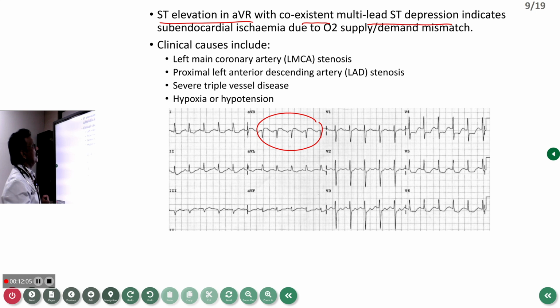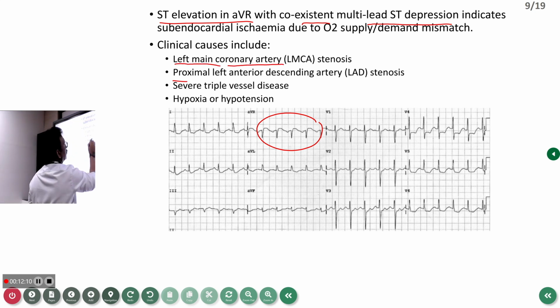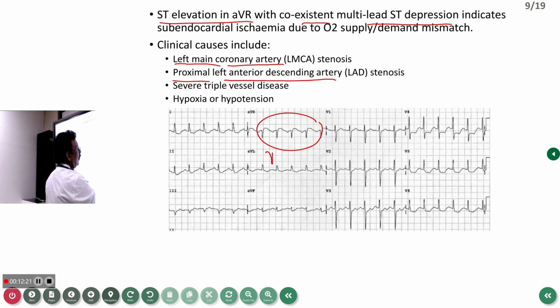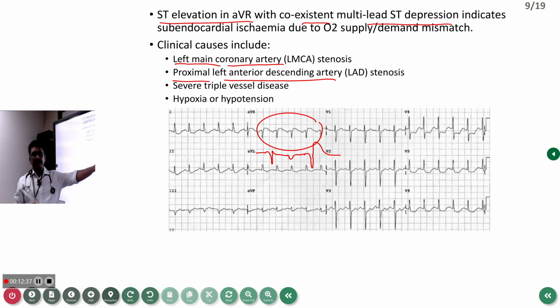Other important things, the arteries involved here are the left main coronary artery and the proximal left anterior descending artery. These are the important arteries involved. When there is an ST elevation in aVR, normally you don't get ST elevation. You know that in aVR all complexes will be negative, so everything will be negative. But what you are seeing here is that the P wave is normal, QRS is normal, but there is ST segment elevation in aVR.